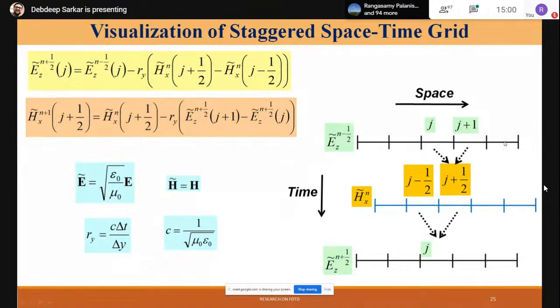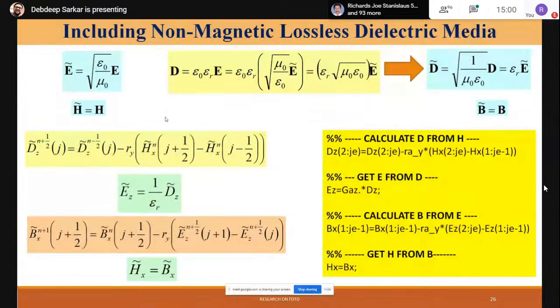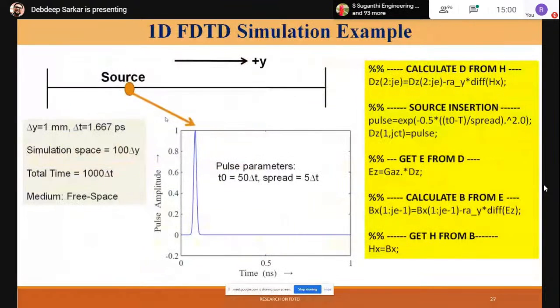So we are subtracting this 2, 3, 4, 5 location values from the 1, 2, 3, 4 location values. You can note it down and write your own code, and you will appreciate what is actually happening.